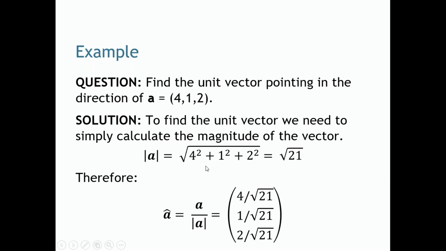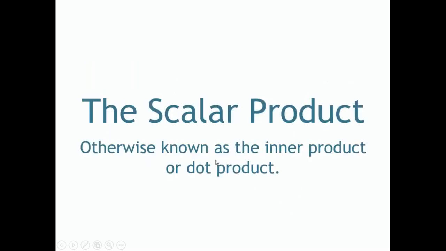So we now have the square root of 4 squared plus 1 squared plus 2 squared. And when you do that, what will it give to you? I don't need to put the answer for you, you should be able to give us the answer. So therefore, the unit vector of A is equal to A all over the magnitude of A. So we have this.